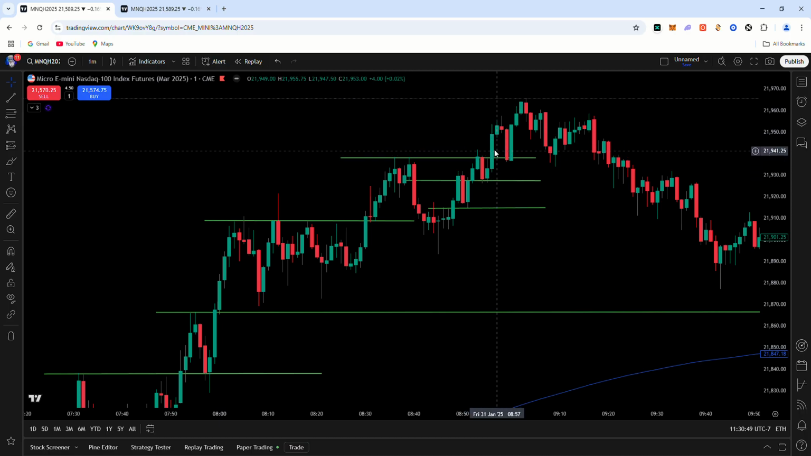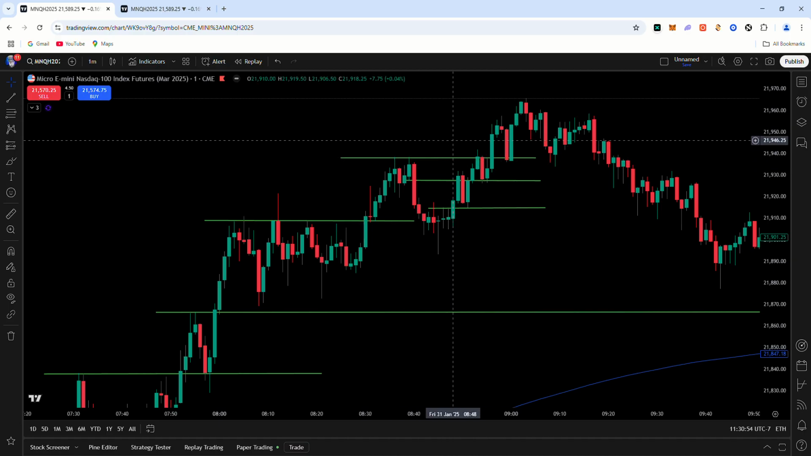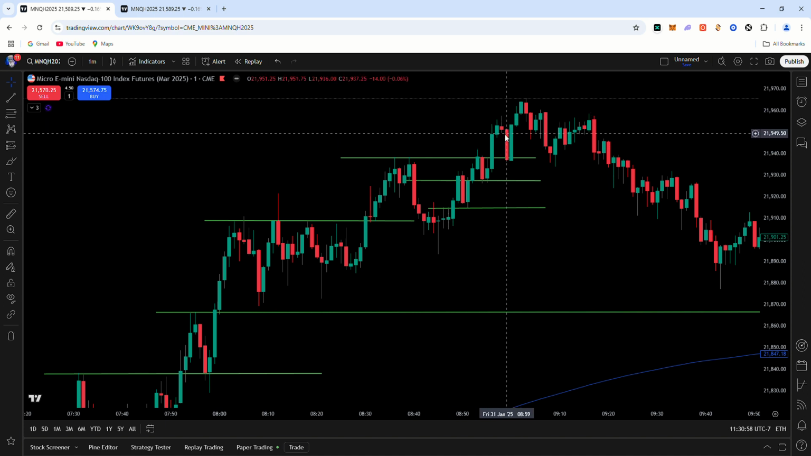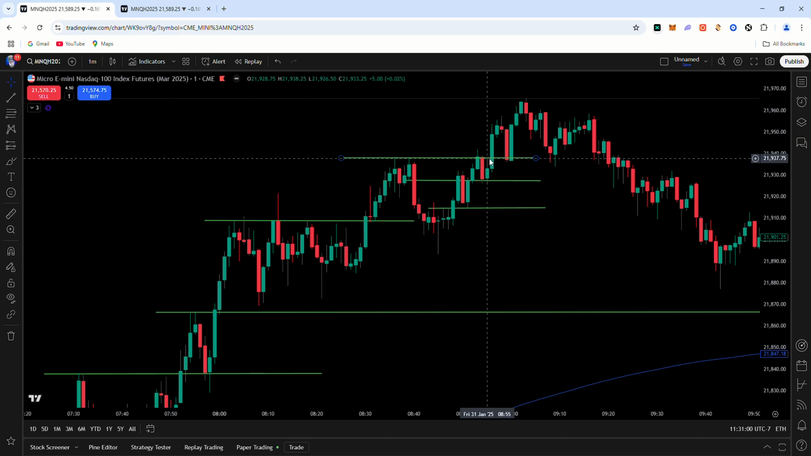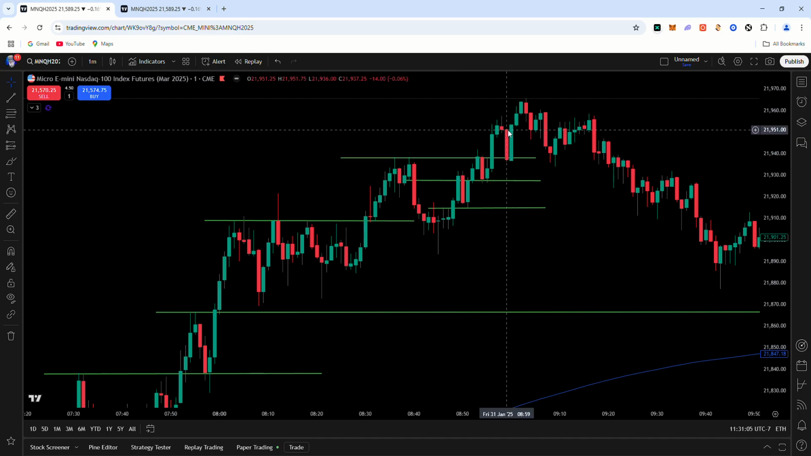We had that strong break up. We seen the level nice and clean. It was an A1 setup for me. Nice clean hook over, back to the retest, enter, and then we let it ride. Okay, and got out.